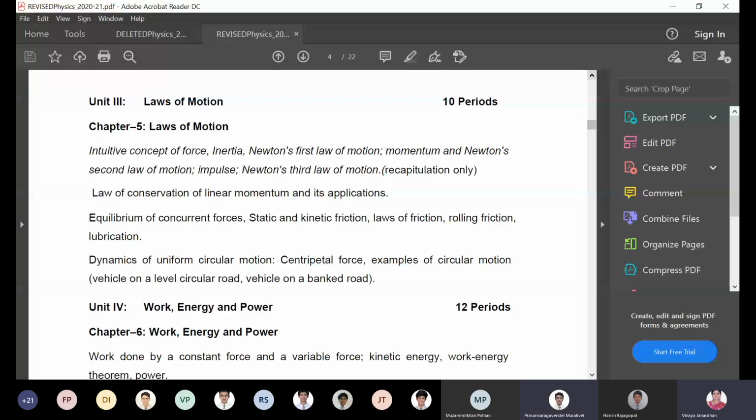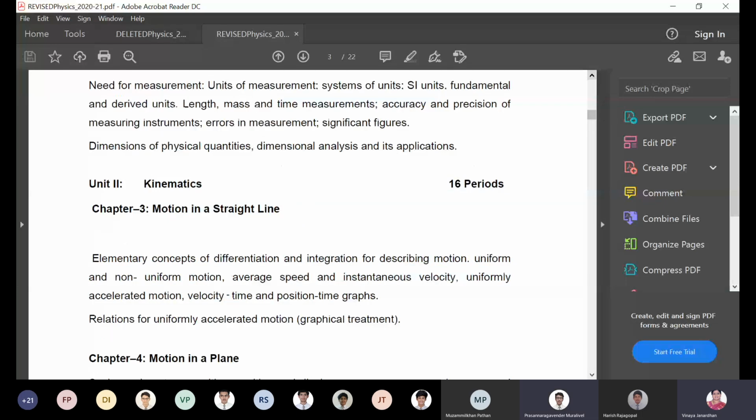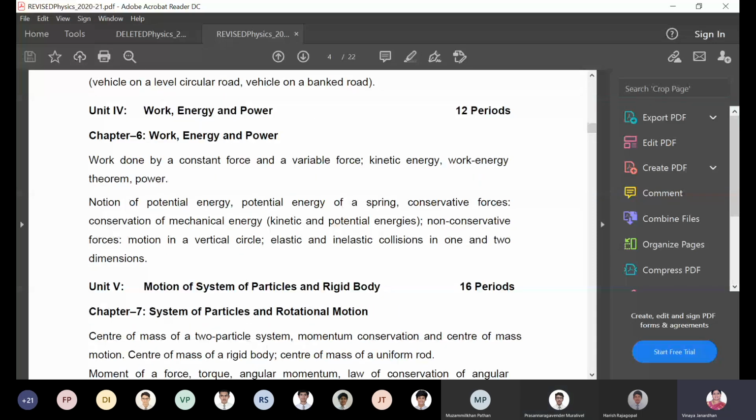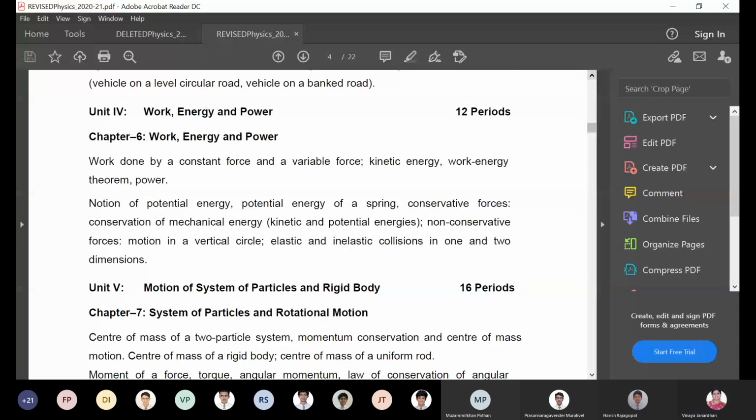Ma'am, what about work, energy, power? Okay, work, energy, power, where is it? We stopped only till the work energy theorem. Have you checked? This is the entire syllabus. What we have put is work done by a constant force and a variable force, kinetic energy, work energy theorem. Only till the work energy theorem, for both constant and variable force.